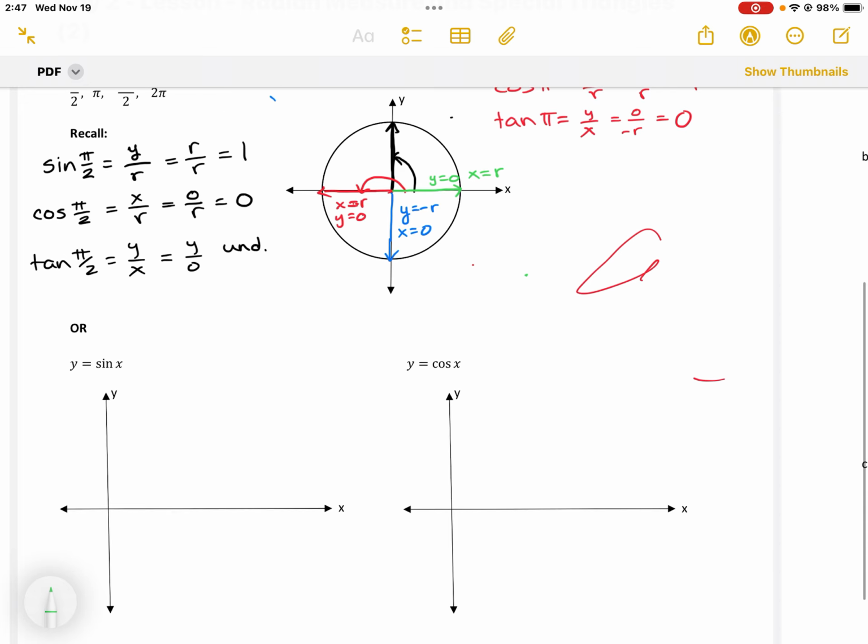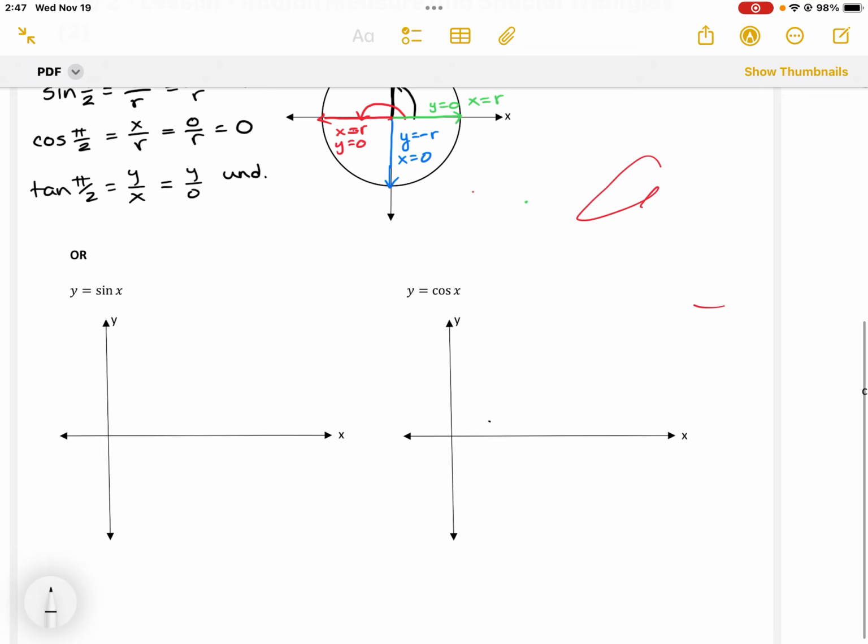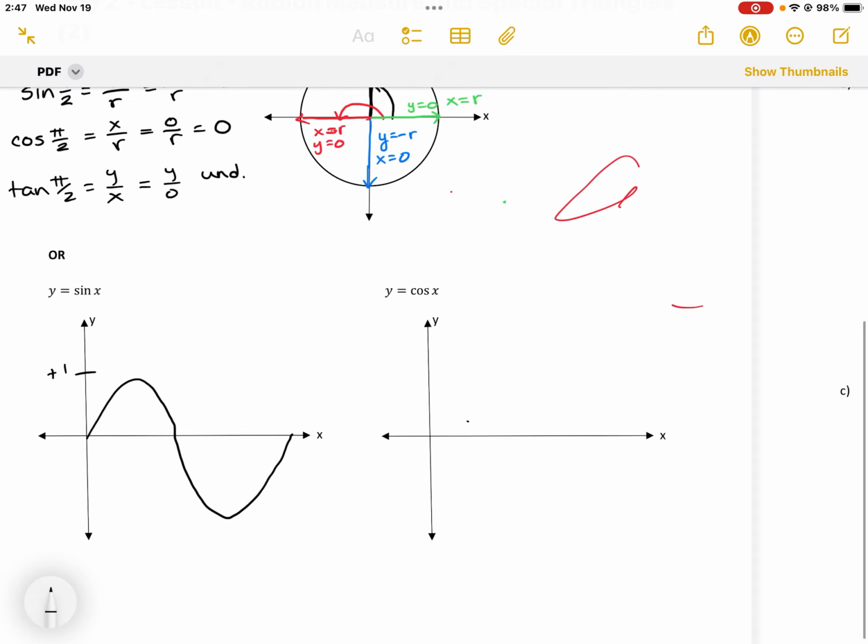You can also remember these values by remembering to sketch the graphs. The sine graph starts at 0 and is broken into 4 equal sections, goes in between +1 and -1, and goes from 0 to a maximum at pi over 2, back to 0 at pi, to a minimum at 3 pi over 2, and back to 0 at 2 pi.